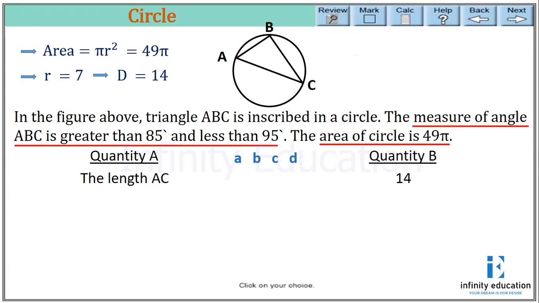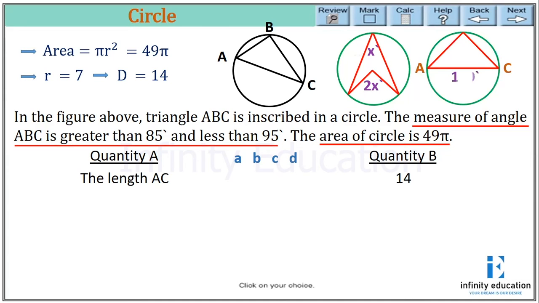Now the measure of angle ABC is greater than 85 degrees and less than 95 degrees. Now as we know, from the central angle and circumference angle theorem, the central angle is twice the circumference angle. Now if we consider AC as the diameter passing through the center, the straight line AC makes 180 degrees, so the circumference angle should be 90 degrees. Now we must take the reference for this one.